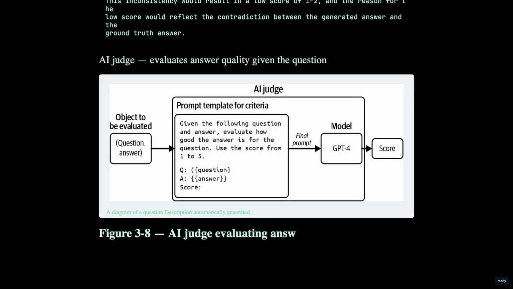This figure presents an AI judge, a model that evaluates how well an answer responds to a question. We'll use it to see what criteria the judge applies and why that matters for improving responses.